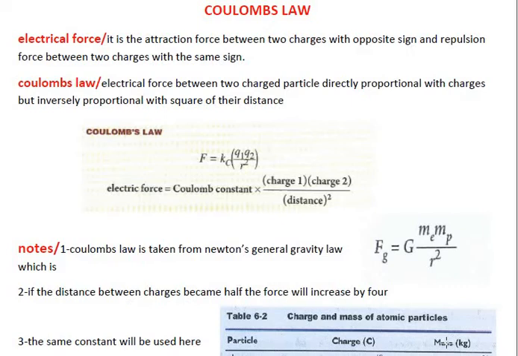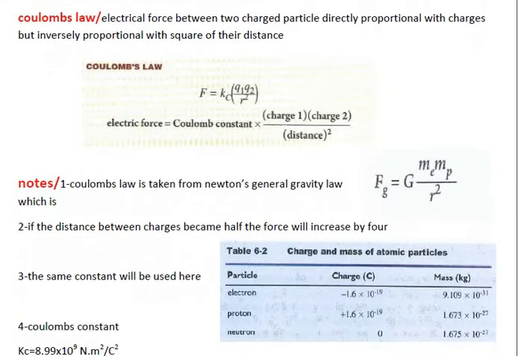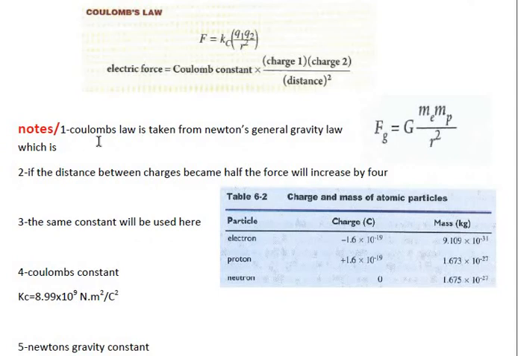We have some notes about Coulomb's law. Note 1 says Coulomb's law is taken from Newton's general gravity law, which is Fg equals G m1 m2 over r squared. The second note says if the distance between charges becomes half, the force will increase by 4. What does that mean? We said this rule is called the inverse square law. Distance is inversely proportional to force. So if distance decreases by half, force will increase by 4.